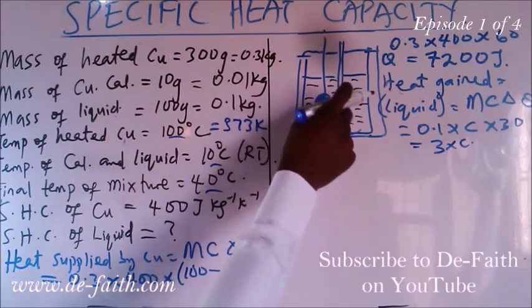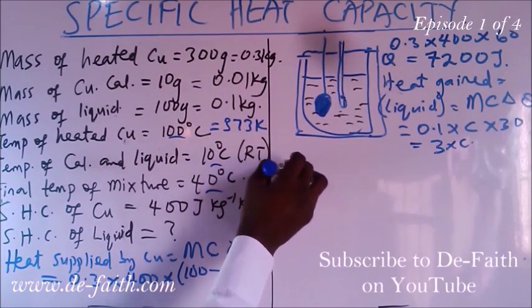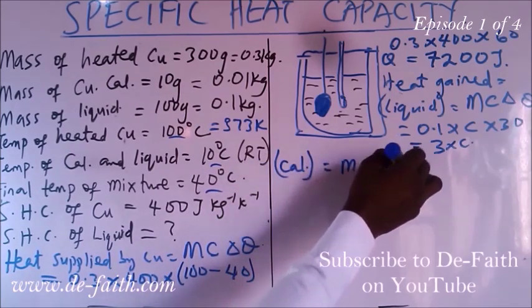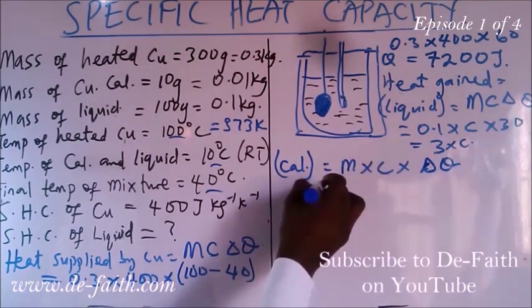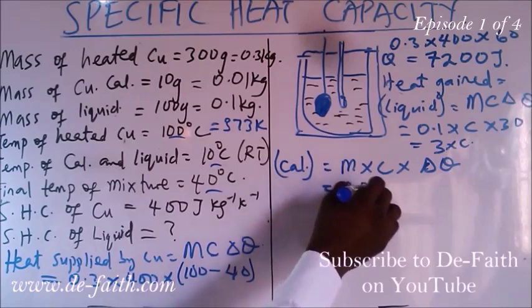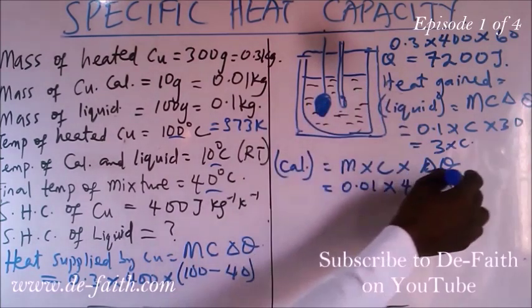And then heat was also gained by this container, that's the copper calorimeter. So heat was gained by the calorimeter as well, and that is measured as mass times specific heat capacity times the change in temperature. Now the mass of the copper calorimeter here is 0.01. Specific heat capacity of copper, this and this are made of the same material, so we use the same value, which is 400, times the change in temperature. Temperature change is also the same, so we have it as 30.